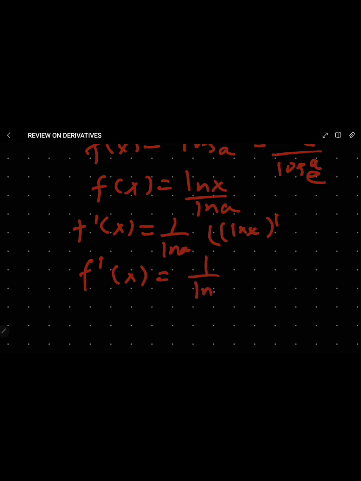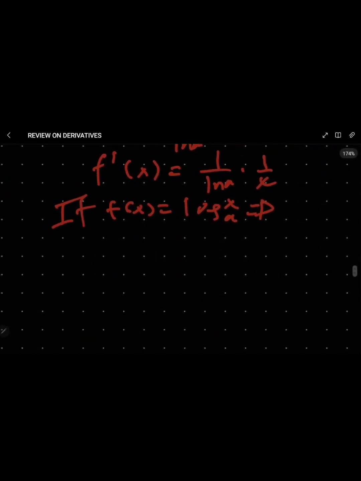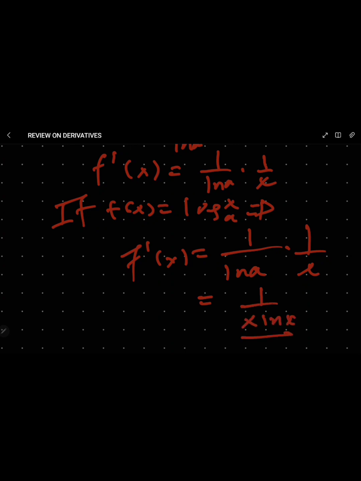1 over ln a times 1 over x. So simply, if f of x is the logarithm of x to the base a, then its derivative, f derivative of x, is going to be 1 over ln of the base times 1 over x itself. So this is equal to 1 over x ln a.